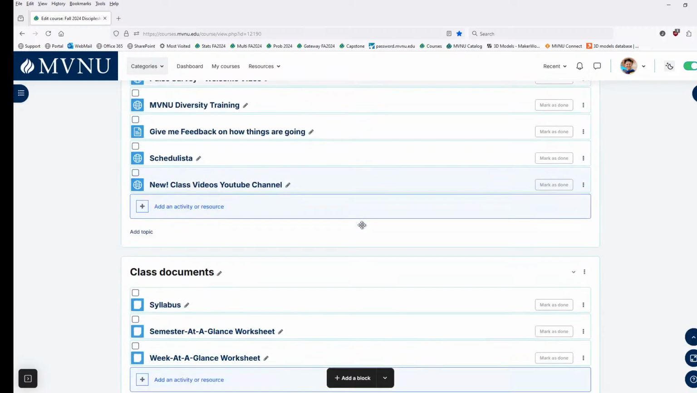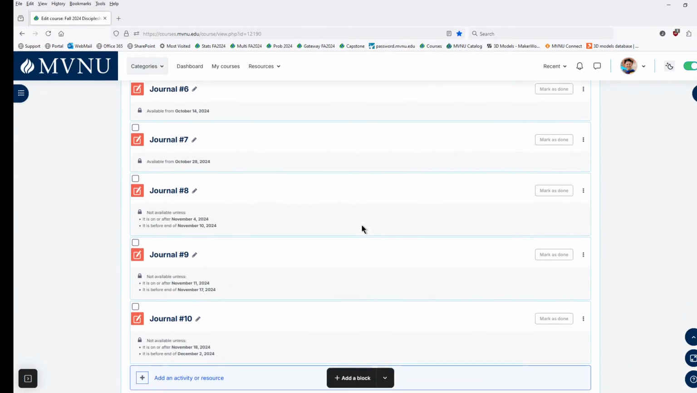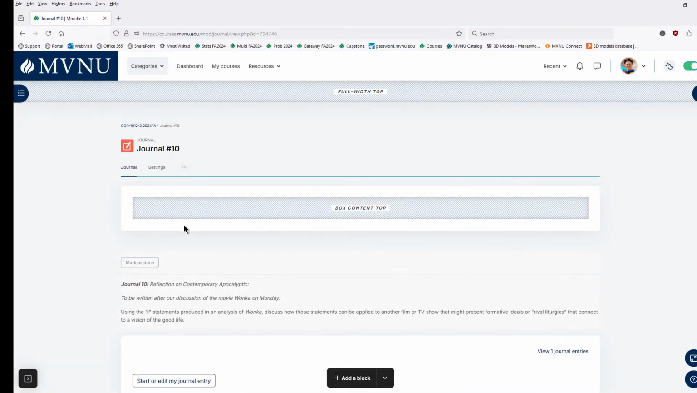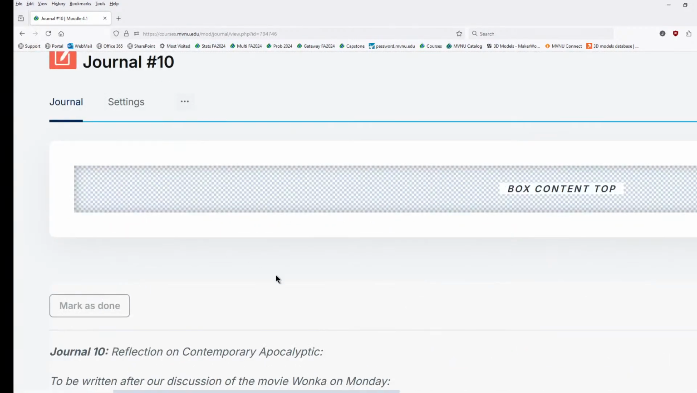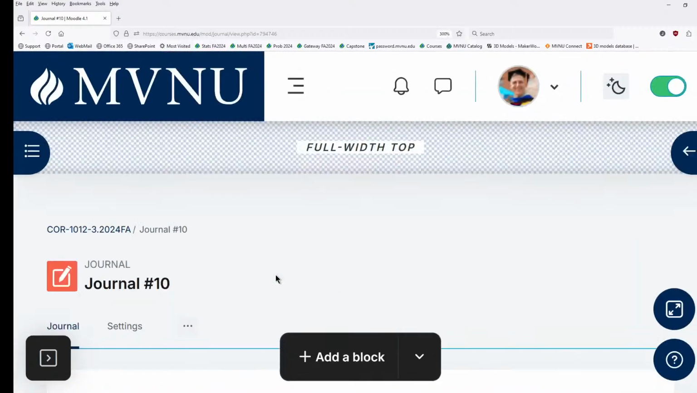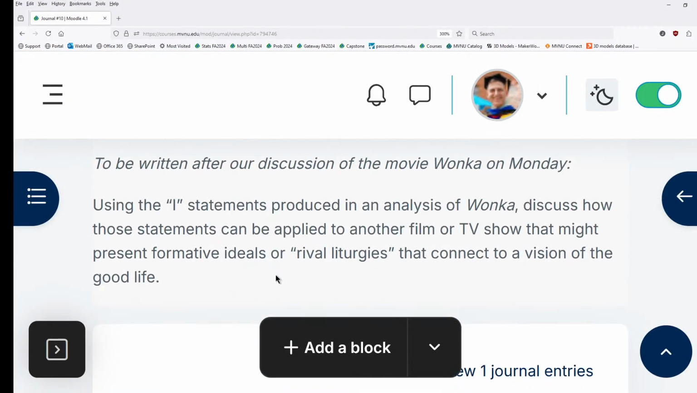Okay, so a couple of things that we need to discuss. Number one, journal number 10. So I know you can't read it, but you're going to generate I statements. Whoops, that's no good. I'll make it bigger. Let's see. Can I do this or this? There we go. That'll be good. Okay, so you're supposed to use I statements to produce an analysis of Blanca, and discuss how those statements might be applied to another film or TV show.